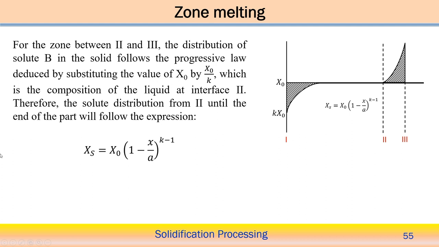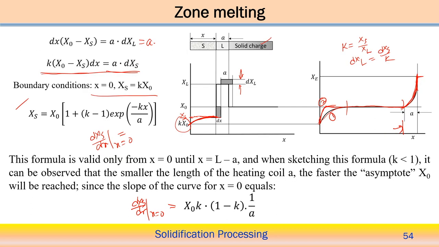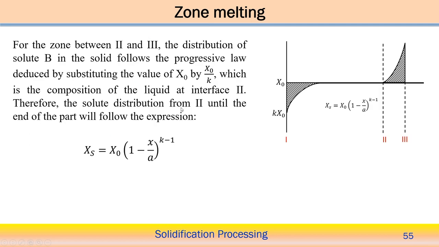Now, when we are talking about the fourth zone between 2 and 3, we can see that this expression is valid up to this point, up to l minus a. That means we can utilize this expression up to the l minus a point, but for the remaining part, the distribution of the solute can follow the progressive law deduced by substituting the value of x0 by x0 by k, which is the composition of the liquid at the interface 2. So, the solute distribution until the end of the part follows this expression.